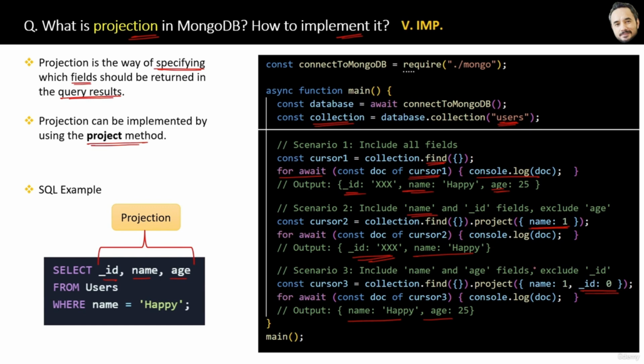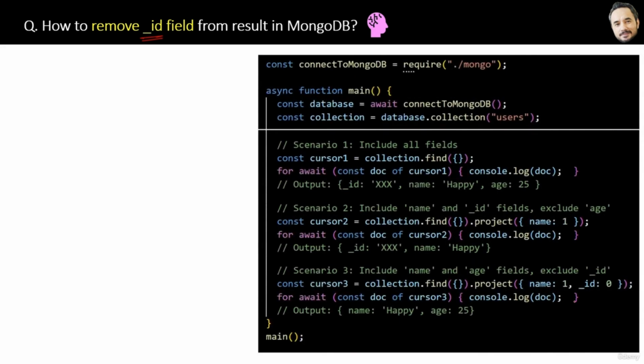How to remove the ID field from the result in MongoDB? You already know the answer, but I am writing this question here so that while revising the list of questions, you do not miss any small things. Okay, so then it will come to your mind. Here is the projection code, and we can set the ID to 0. Remember, by default ID will be present in your result while projecting. But if you put this ID to 0 in the project method, then the ID field will be excluded from the result. Okay, simple. The same thing is written here also.